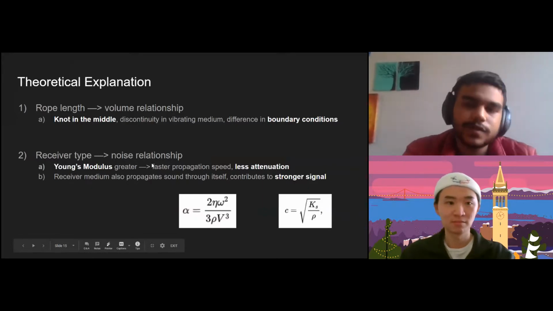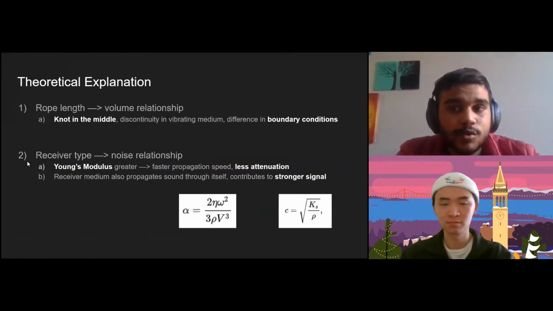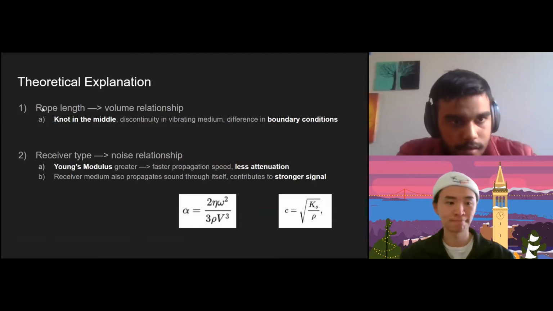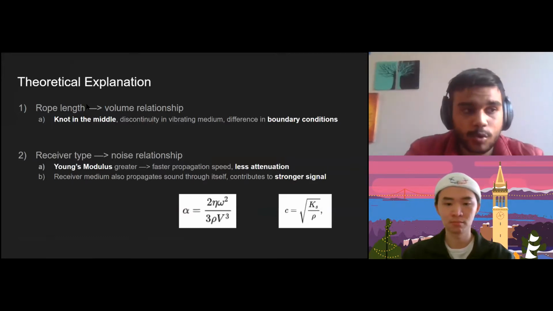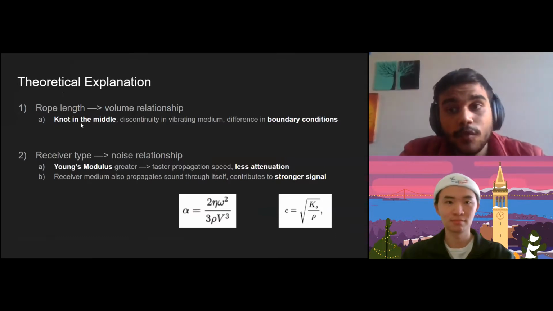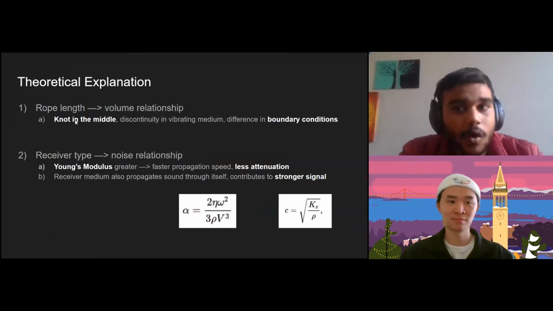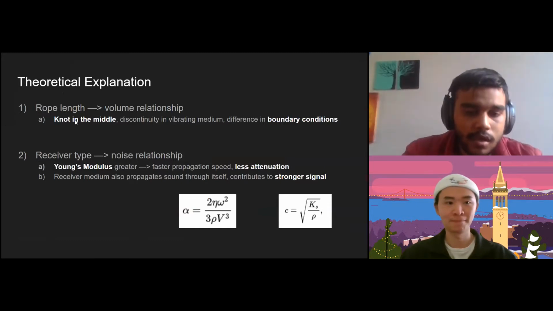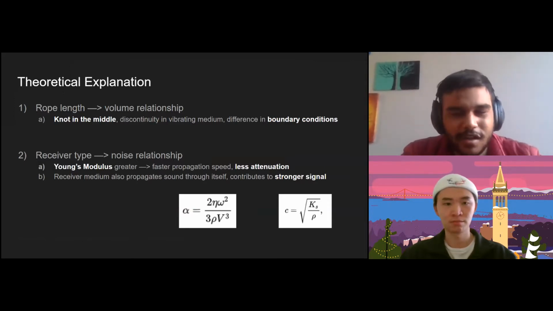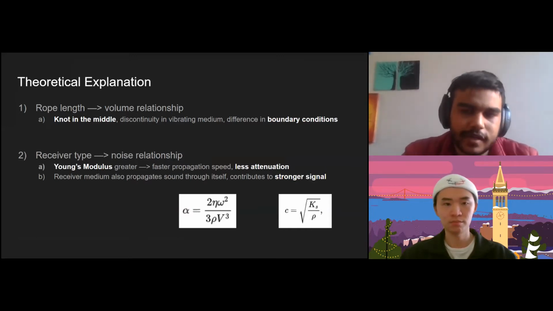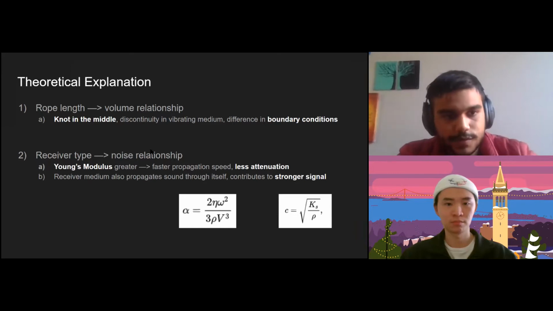We try to explain this using some theory. We have two observations, and both of them need to be explained. The first is that increasing the rope length decreases the volume and introduces more noise in the system. We explained that using the knot that we tied in the middle to join the two strings together. This causes a discontinuity, which creates a new boundary condition. This new boundary condition can cause refraction, reflection, and transmission, which can complicate things and introduce additional overtones.